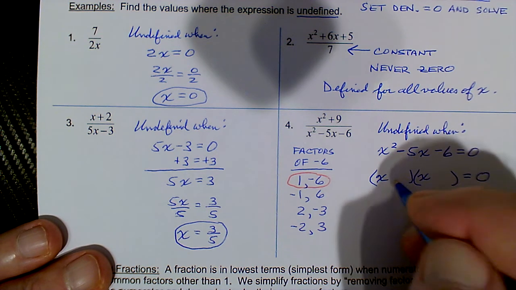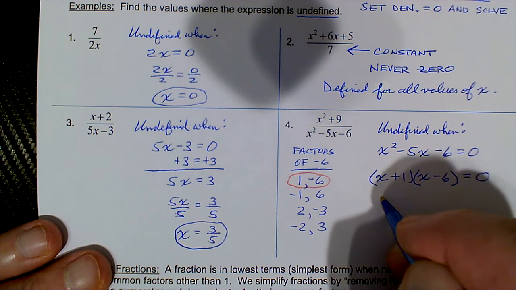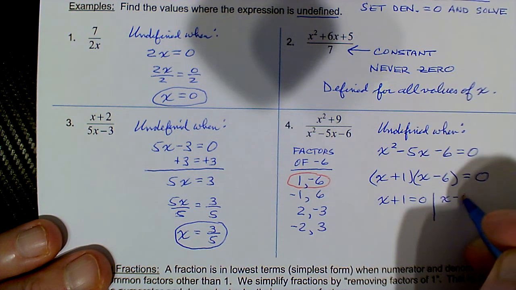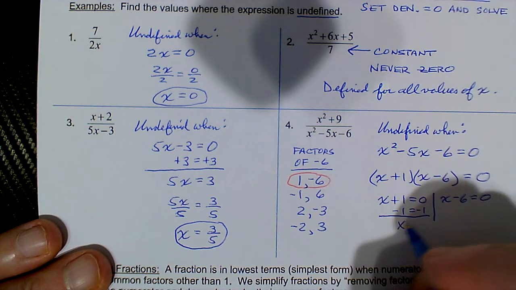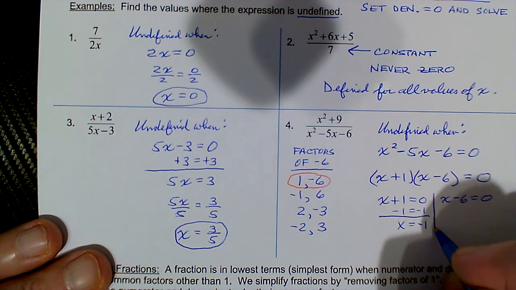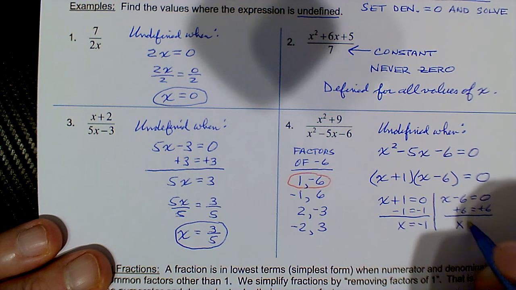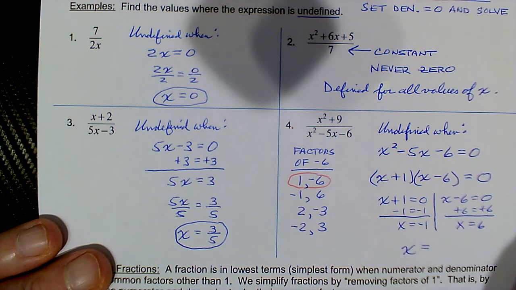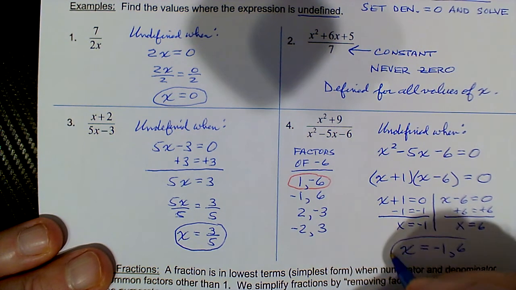And then recall we use the 0 factor property, so set each one of these equal to 0. So x plus 1 is 0, x minus 6 is 0. You can solve these mentally, but if you want to show it explicitly, subtract 1 from both sides, x is -1. Here add 6 to both sides, x is 6, and so therefore the values of x that cause this rational function to be undefined are -1 and 6. Typically MyMathLab asks you to separate them by a comma, as I did there.